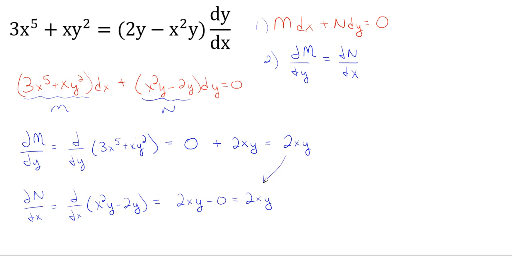Well, what are they? They're 2xy each of these, so they are in fact equal to one another. So when you can rearrange this portion into Mdx plus Ndy equal to 0, and you take the partial derivatives of each of those with respect to the opposite variable, well, when they're equal to each other, you are dealing with an exact first order differential equation. So that is the very first part, checking to make sure this is what you have going on.